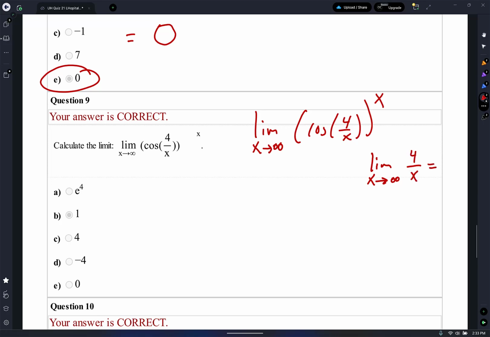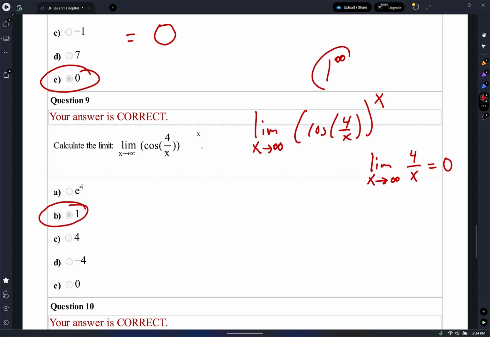Oh, okay. Sorry. As x approaches infinity, what's the limit of 4 over x? 0. What's cosine of 0? 1. So this is an example of 1 raised to the power infinity. I know for a fact that's 1 to the power infinity because the limit of 4 over x as x approaches infinity is 0, and cosine of 0 is 1. So 1 raised to any number, as long as we know for a fact it's a 1, is going to be 1. Does that make sense? Okay. So this one is 1.